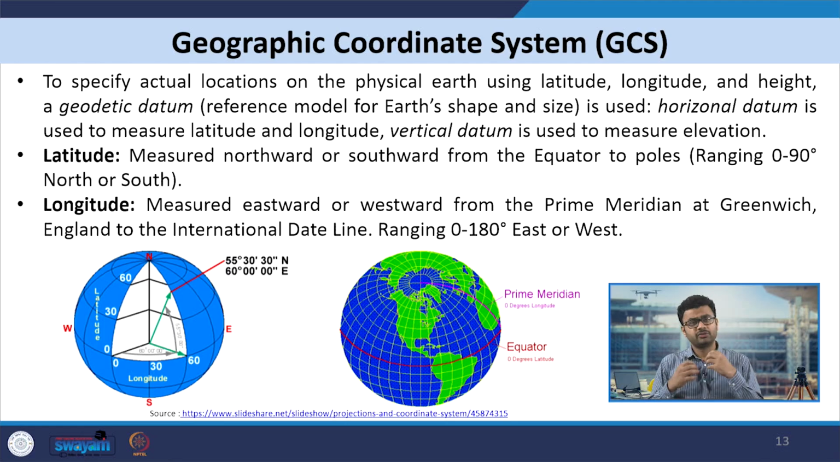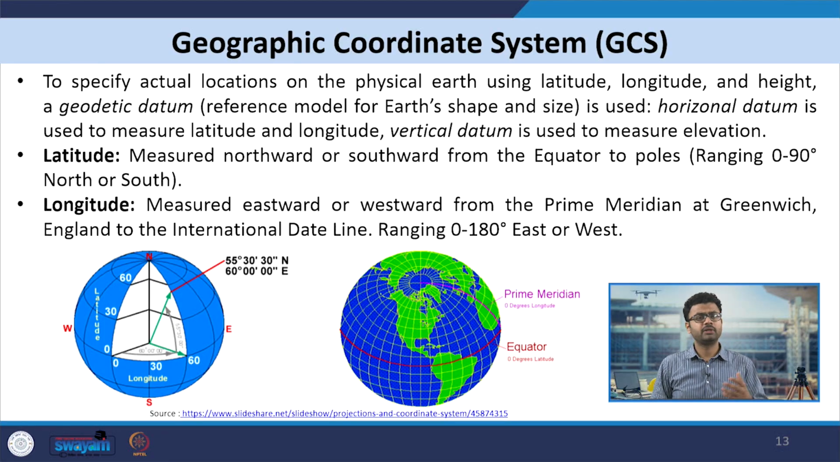So to specify actual locations on the physical Earth using latitude, longitude and height, GCS is used. And in the GCS, the main component is a geodetic datum, which is a reference model of the Earth's shape and size. Geodetic datum is of two types. There is a horizontal datum, which is used to measure latitude and longitude on an ellipsoid, and there is a vertical datum, which is used to define the reference surface from which elevations are measured.